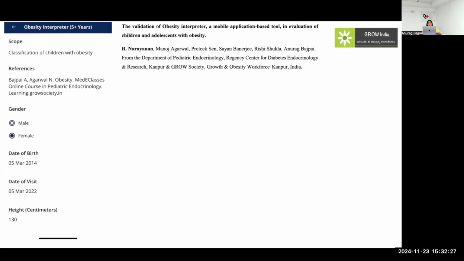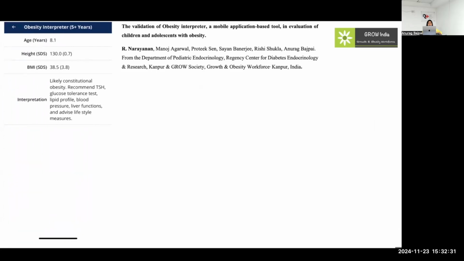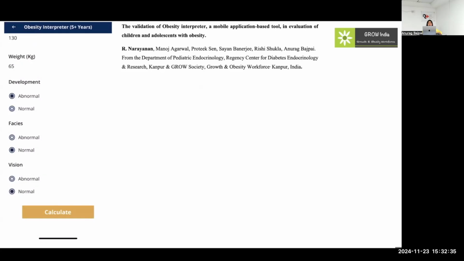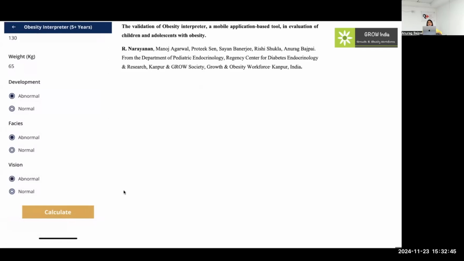So in the obesity interpreter, we have to put in the data: the weight, the height, and age, and it will give the BMI SDS. And we have to answer whether the development is normal and puberty is normal, and it will give the likely diagnosis, like pathological obesity, and it will also recommend the workup that is required in the particular case.